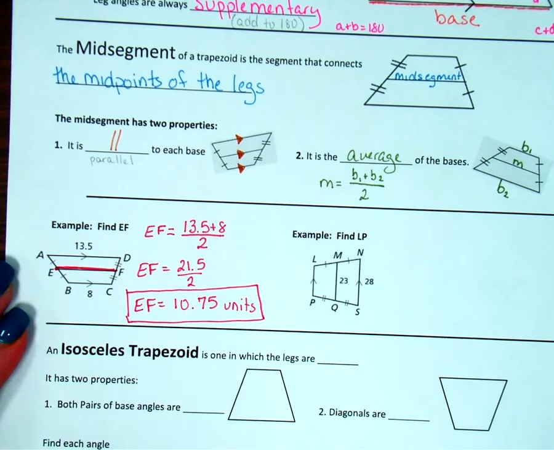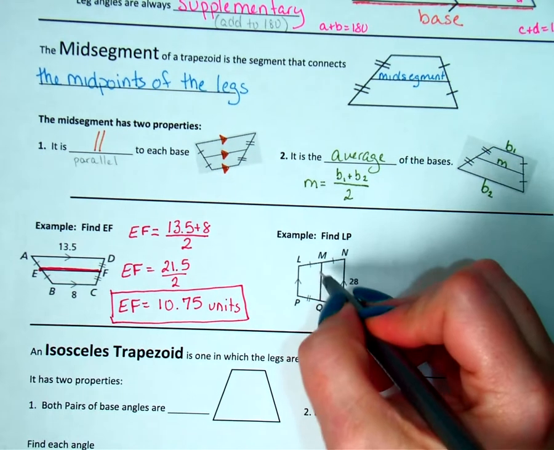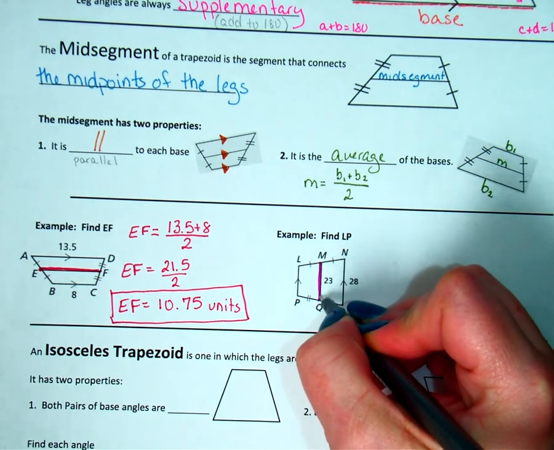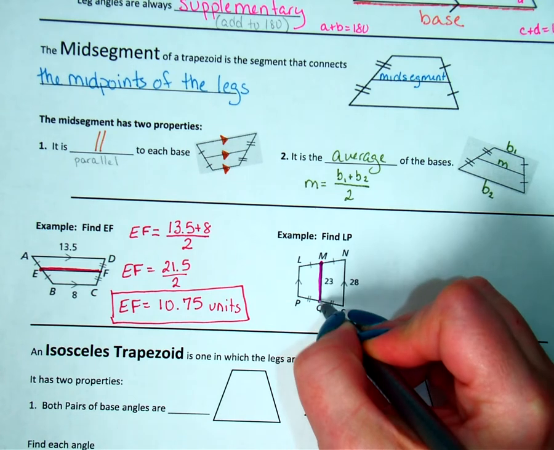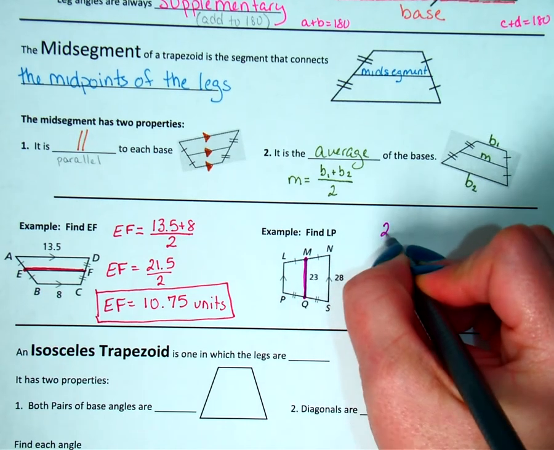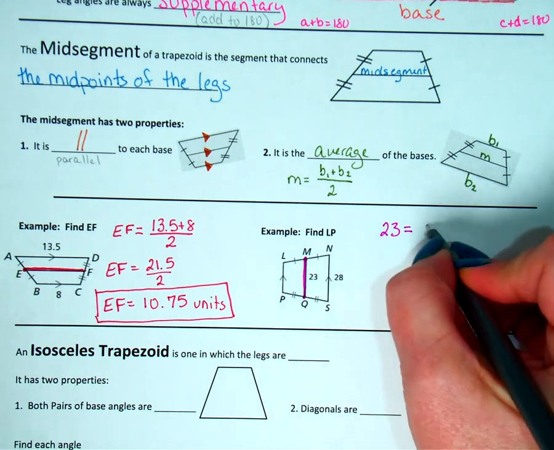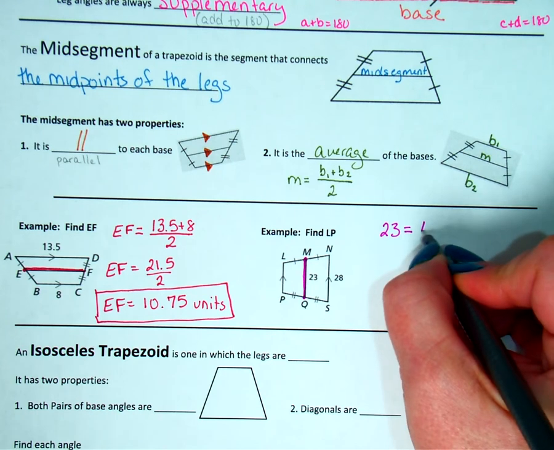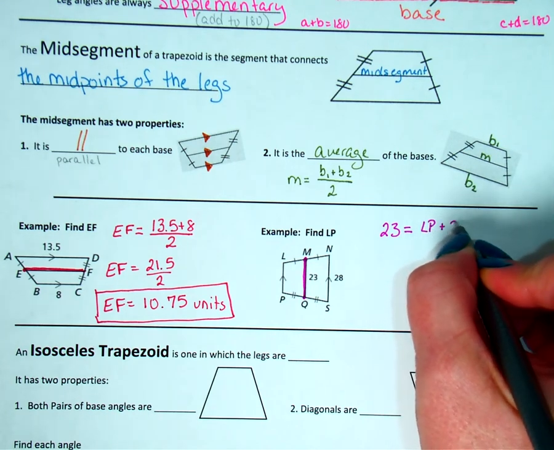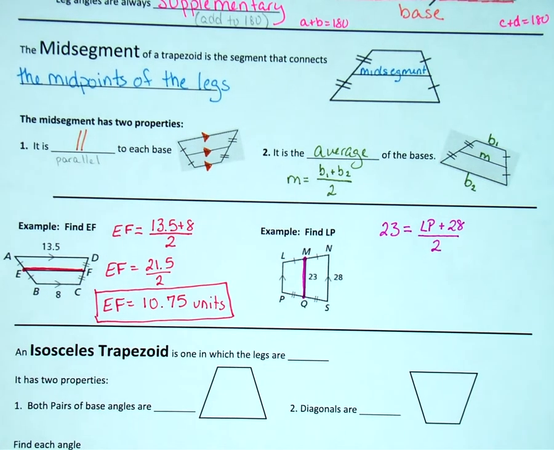Okay? Sometimes you have to be careful because they give you the midsegment and they want you to find one of the bases. So in my second example here, this time they gave me that midsegment. Again, I can tell it's touching midpoints because of my single tick marks and my double tick marks. So that midsegment here, 23, is equal to the average of the bases. My bases are the 28 and the LP. So if I add those two together, the LP plus the 28, to find the average, then I would divide that by 2.